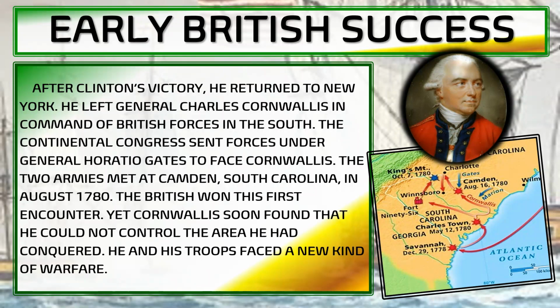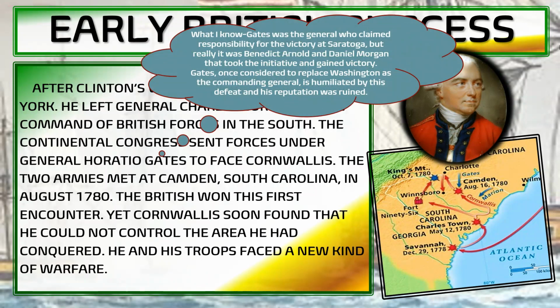This doesn't sound very good for the British here, right? What I know is Gates was a general who claimed responsibility for the victory at Saratoga. But really, it was Benedict Arnold and Daniel Morgan who took the initiative and gained victory. I mean, yeah, Gates was in command, but his command was kind of sad. And really these other officers are the ones that pulled the weight for Gates. They're the ones that did the real work behind the scenes.